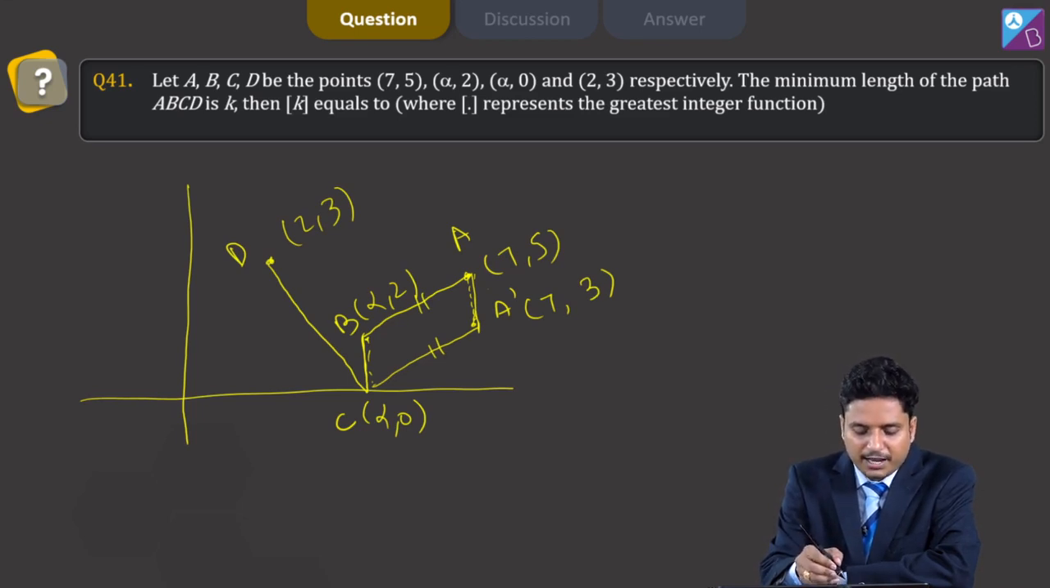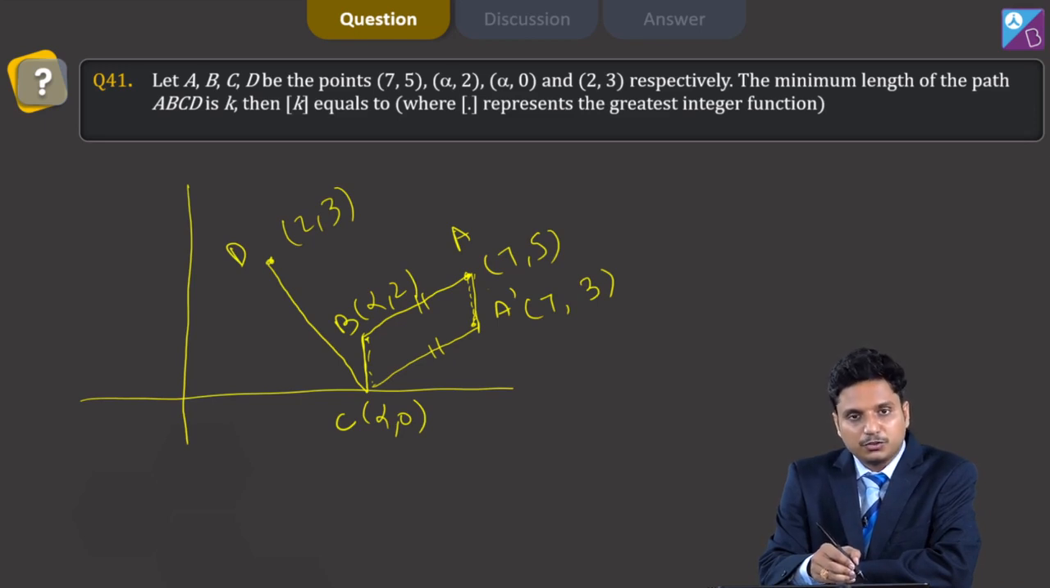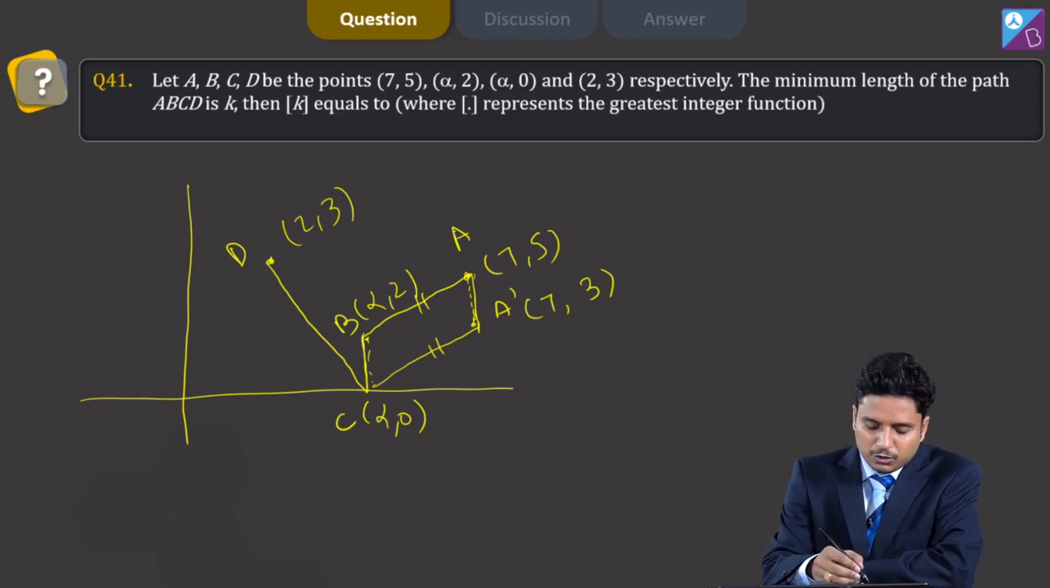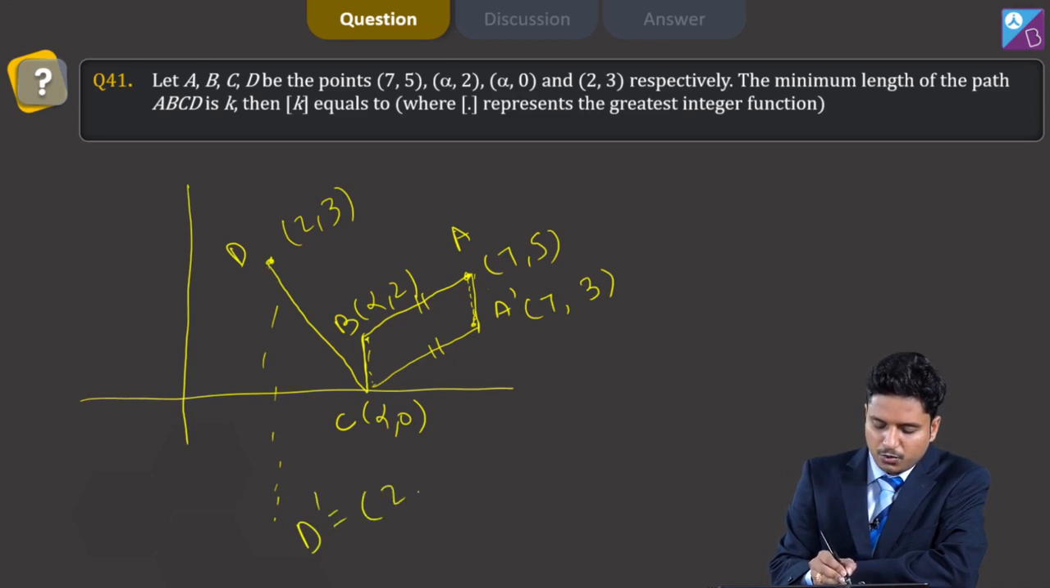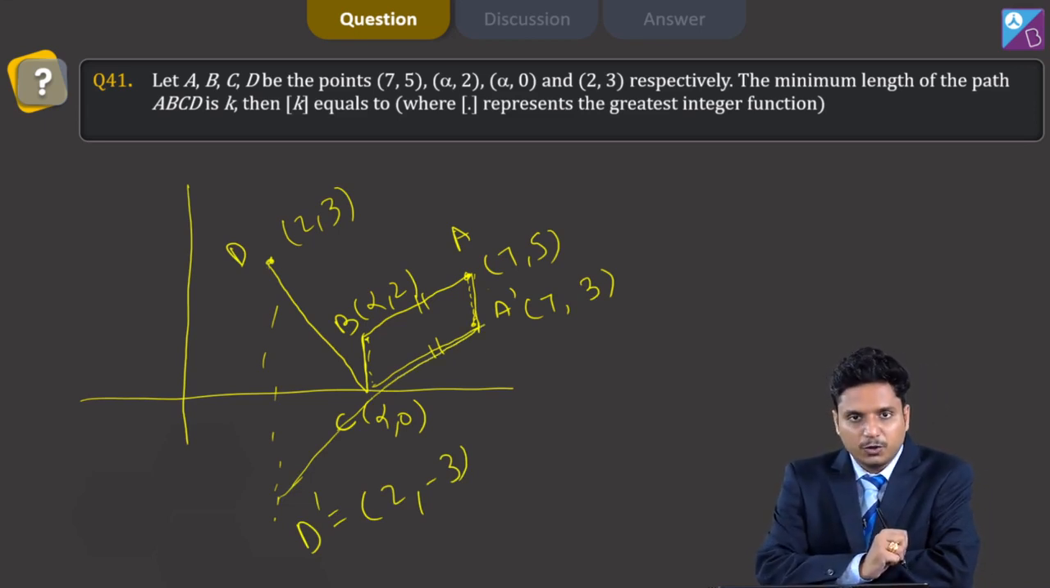So while we were trying to reduce AB plus BC plus CD, now we are trying to reduce A dash C, since BC is anyway constant, that is 2, that cannot be minimized or maximized. So A dash C plus CD is what we are trying to minimize. Now that is an easier one, because for solving these type of questions we should just take the mirror image of D in this line, that is the x axis. So (2, 3) has mirror image D dash, which will be (2, minus 3), and this (alpha, 0) will be such that D dash, C and A dash are collinear.